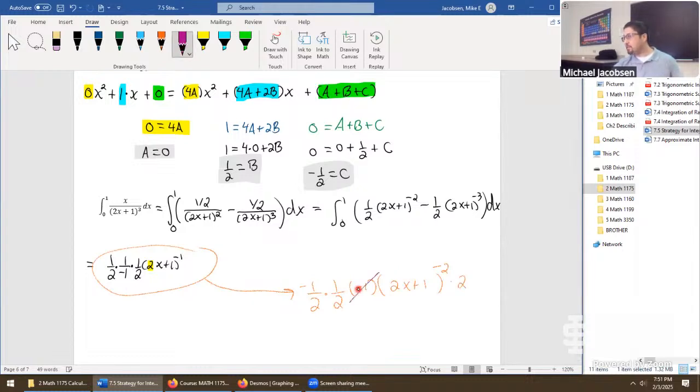So we have negatives killing each other off. We have 2 killing off 1/2. This whole thing would then be 1/2 times 2x plus 1 power negative 2, which is what we started with up here. So this is one way to do it. This is just a check to show how it goes. Sometimes the check shows what the pattern is on getting that extra 2.